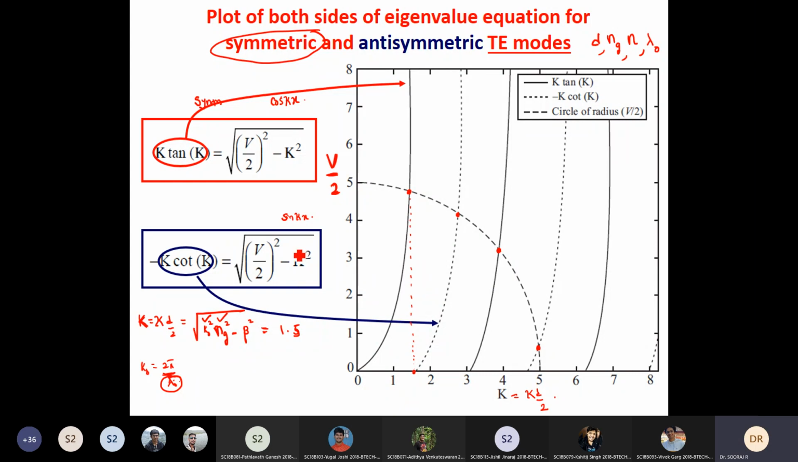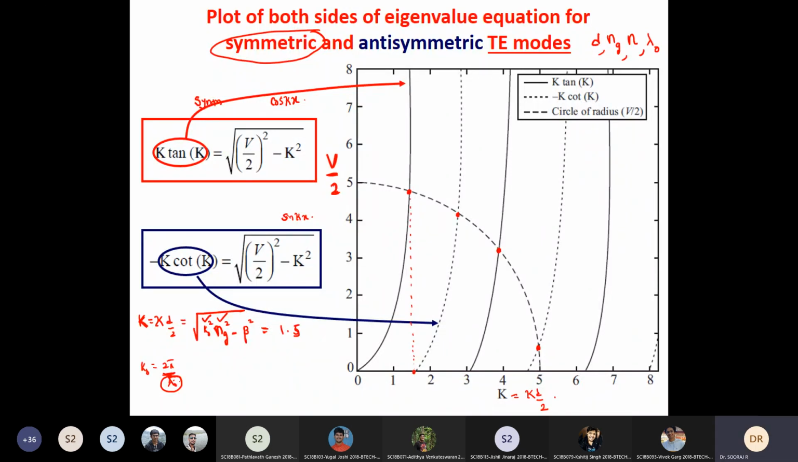So this would be the first mode. If you look at these intersections, you would see that this is the first point where it has intersected for this particular waveguide. So you have an intersection here, you have an intersection there, and so on. So the waveguide can support multiple modes. We'll see that.